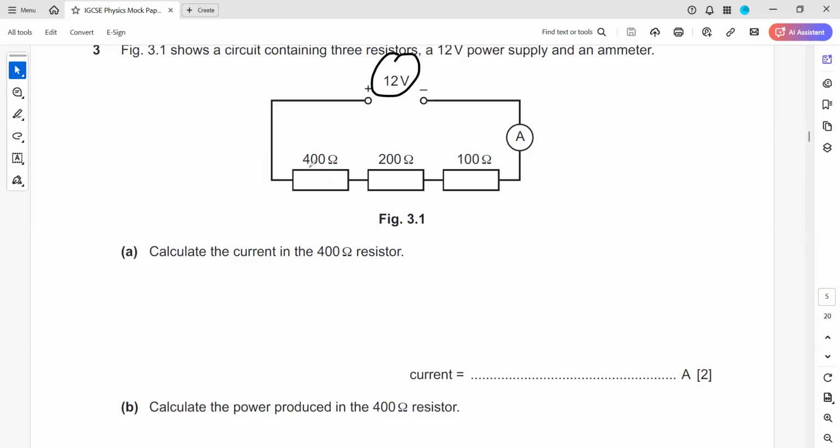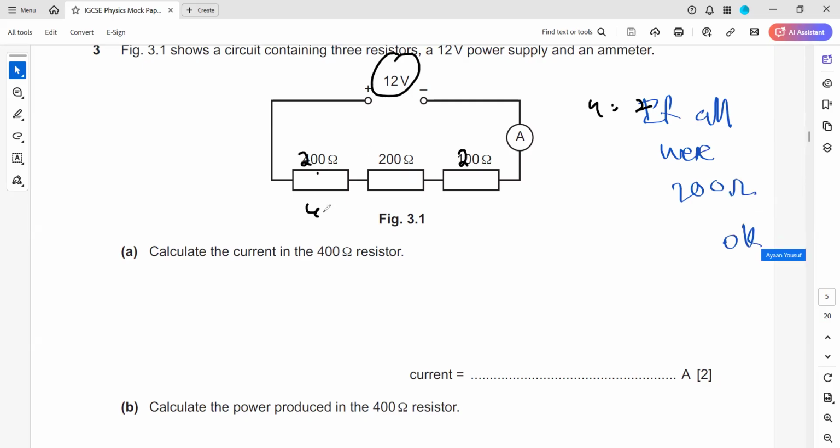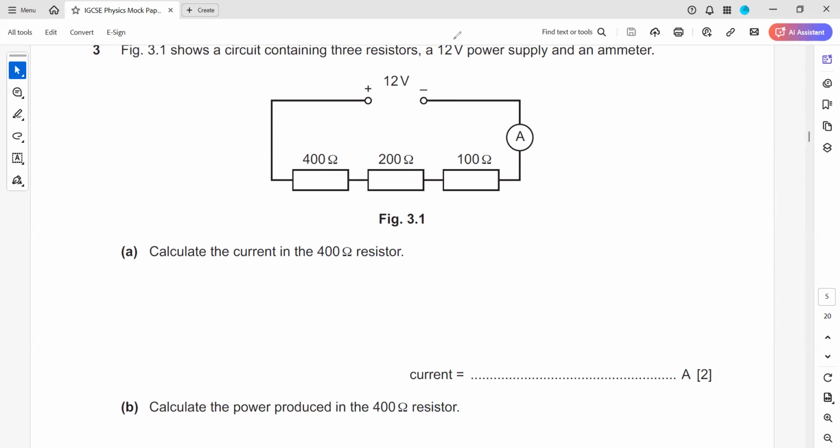So if I have this as 400, 200 and 100, what is the ratio between them? 4, 2 and 1. If all were 200, then they will have the same voltage. For example, if 200, 200, 200, then this will be 4, this will be 4, this will also be 4. So it totally depends, in series. If we have identical resistors, the voltage will divide evenly. But if we do not have identical resistors, then the voltage will divide unevenly.